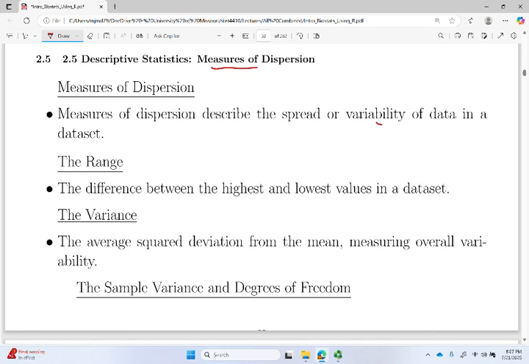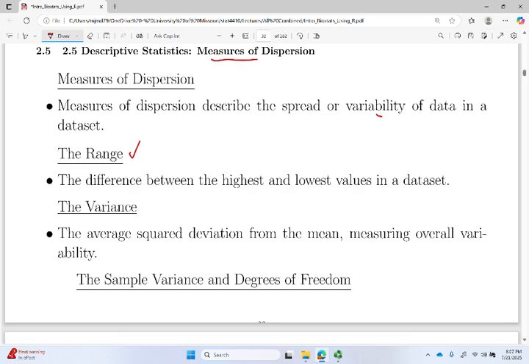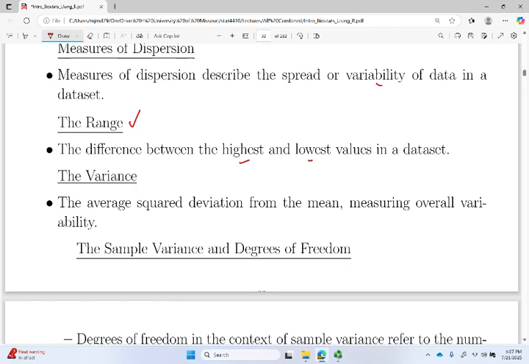several measures for it. The first is the range. It's a very simple statistic or measure, and it's the highest minus the lowest data point. So that number, the bigger it is, the bigger distance between the max and the min, and that gives an idea of how spread out the data are.